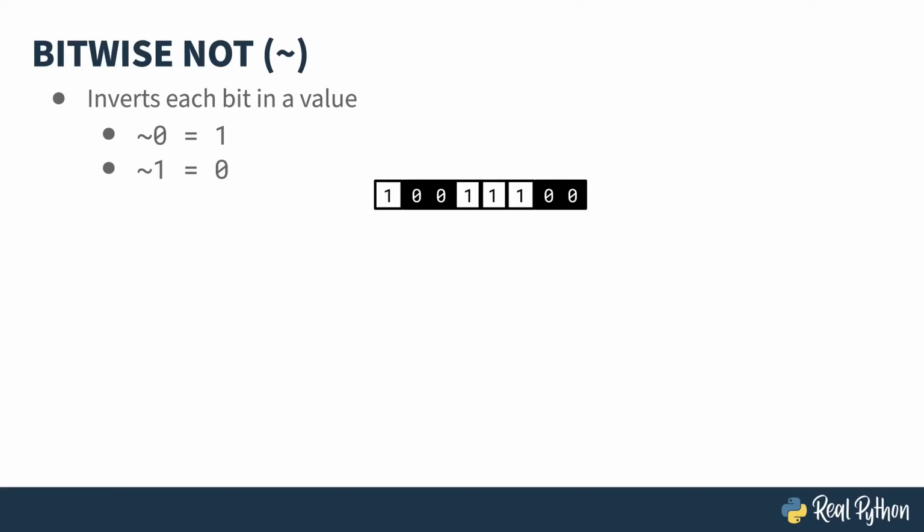Up until now, all the bitwise operations you've seen have operated on two values. The NOT is different. It is a unary operation. Bitwise NOT is usually the tilde symbol in most programming languages and is responsible for inverting each bit in a binary number. So 0 becomes 1, and 1 becomes 0. Going through an example, everything flips to the other case.